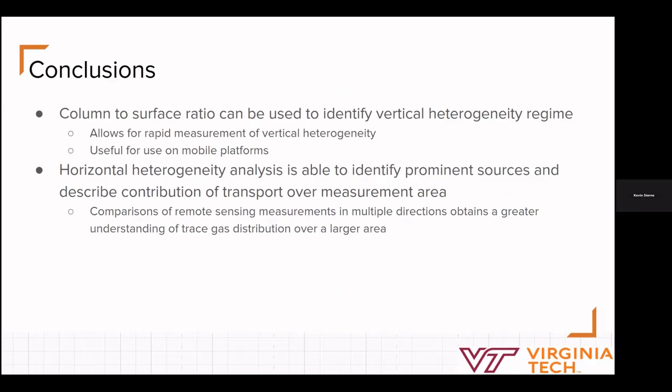We can make use of the column to surface ratio to describe how the vertical distributions of trace gases are behaving, while also incorporating this with the horizontal heterogeneity analysis to identify prominent sources and to describe how transport is impacting a specific measurement area.